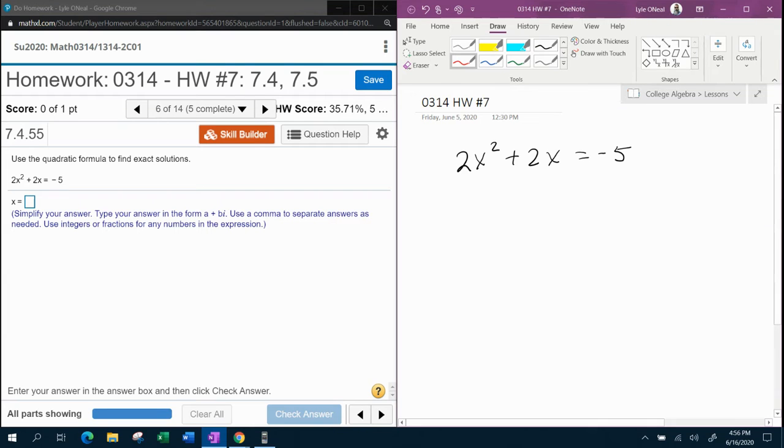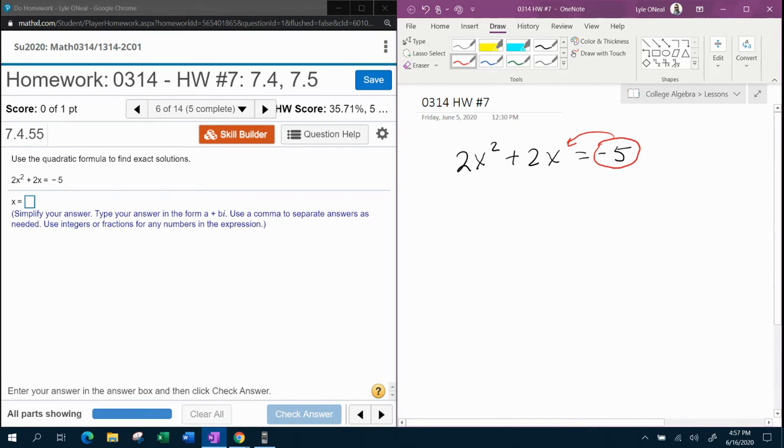All right, here we go. Question number 6 from our 0314 homework number 7 in MyLab Math. The instructions say use the quadratic formula to find exact solutions. So if I'm going to use the quadratic formula, my quadratic equation needs to be in standard form. And that means I need to set it equal to 0.